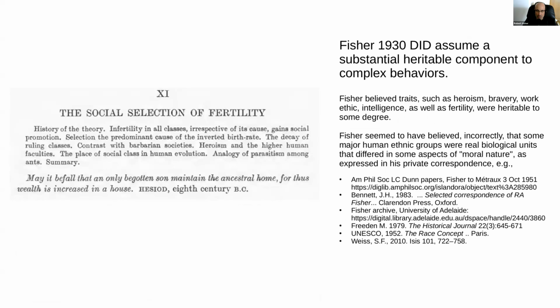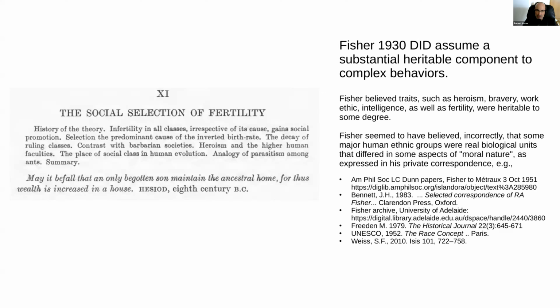Okay, now, this is all part of Fisher's larger corpus, right? So what I just did was cite a few pages from one book that he wrote. I think it's probably his most important book. Virtually all of Fisher's private correspondence is available on the web these days to look through. And if you do that, he definitely said some pretty egregious things that no one listening to this talk, I certainly would not endorse. So, for example, he believed that traits such as heroism, bravery, work ethic, intelligence, traits that clearly have a major social component to them, were heritable to some degree.